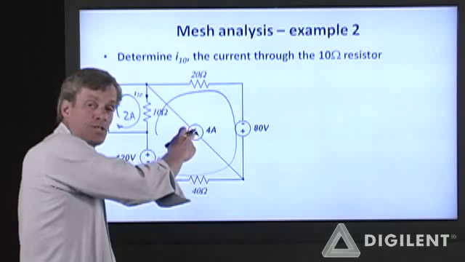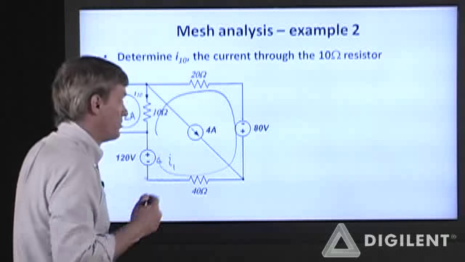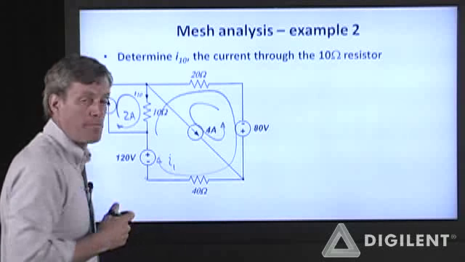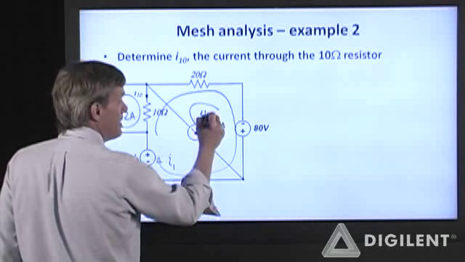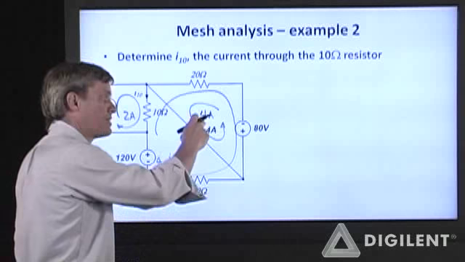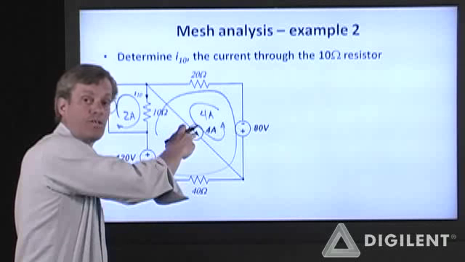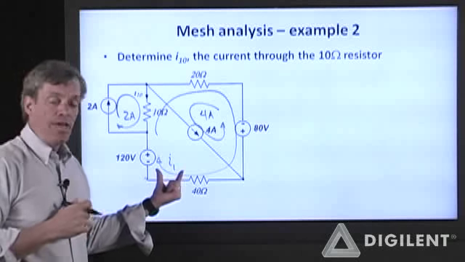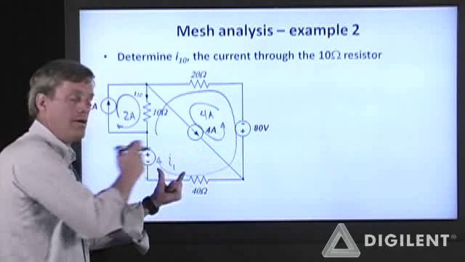Now I need to choose a constrained loop for this current source. I'm going to rather arbitrarily just say that it's going to be in this upper triangular area. It will be 4 amps, so its magnitude and direction agrees with this 4 amp current source. Now I'm going to do KVL around my one loop.